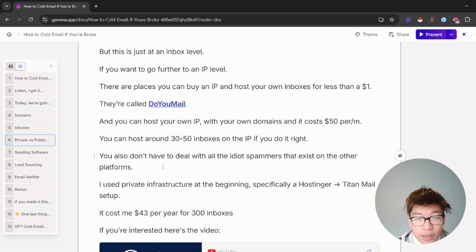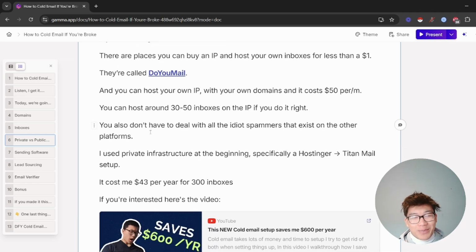You also don't have to deal with all the spammers that exist on the other platforms. If you have lots of people connected to an IP on Google and one person destroys the IP, it also ruins your deliverability. That's just how it works.